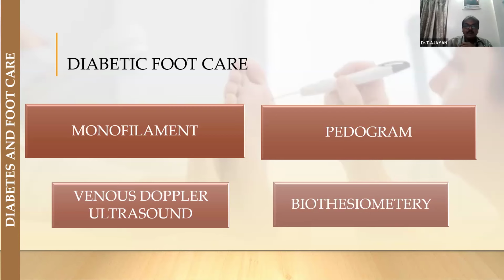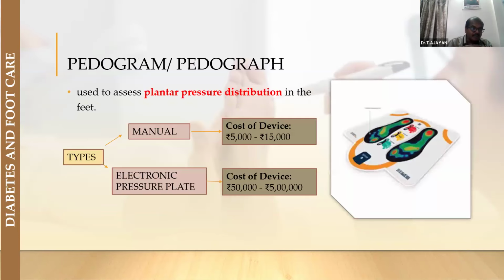Then the second one is the pedograph, and the third is venous Doppler ultrasound and biothesiometry. These are collectively used for the management of diabetic foot care. I repeat: monofilament, pedograph, venous Doppler ultrasound, and biothesiometry. The first one is the pedograph. The pedograph is used for plantar pressure distribution in the feet.